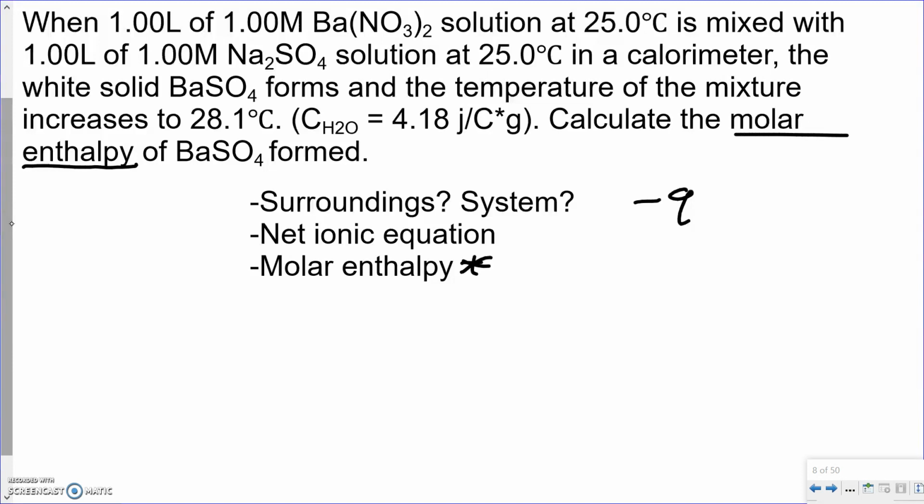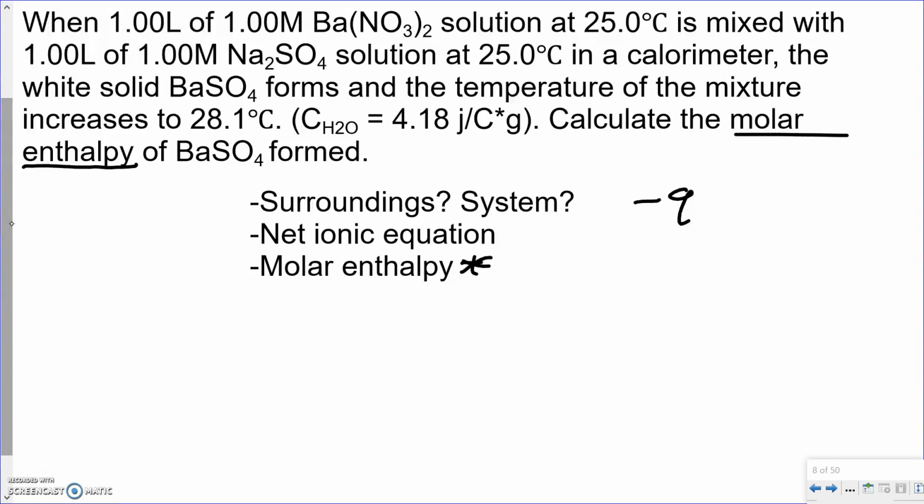And that's because the reaction is occurring in the water. But we're measuring the temperature of the water. So that means we're kind of measuring the surrounding, or measuring the temperature change of the surrounding. Surrounding is increasing temperature. System is therefore losing energy.